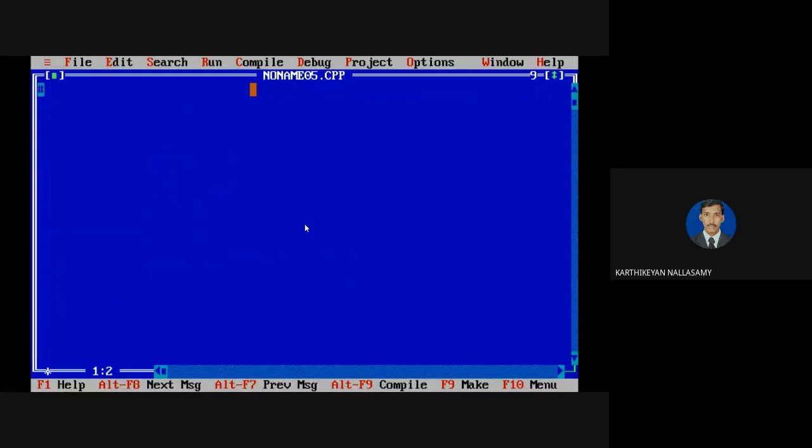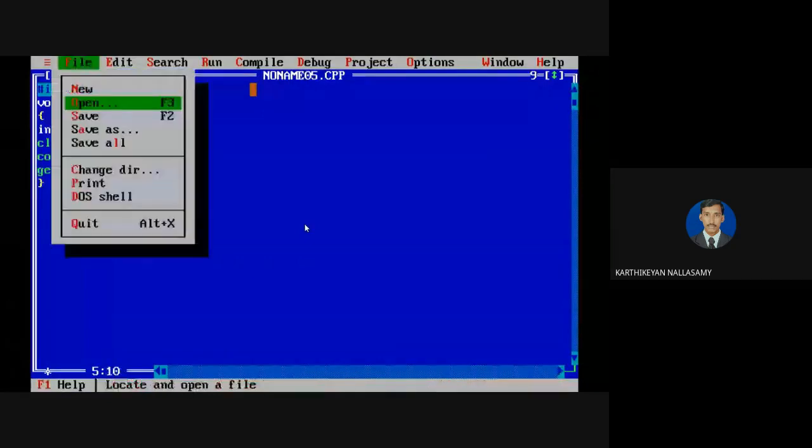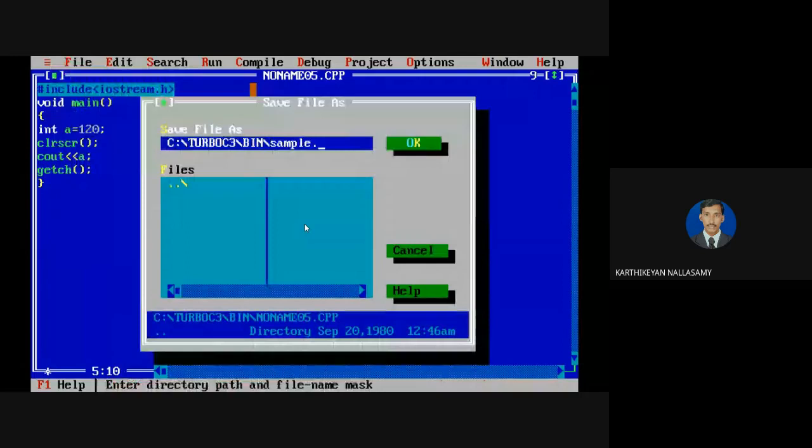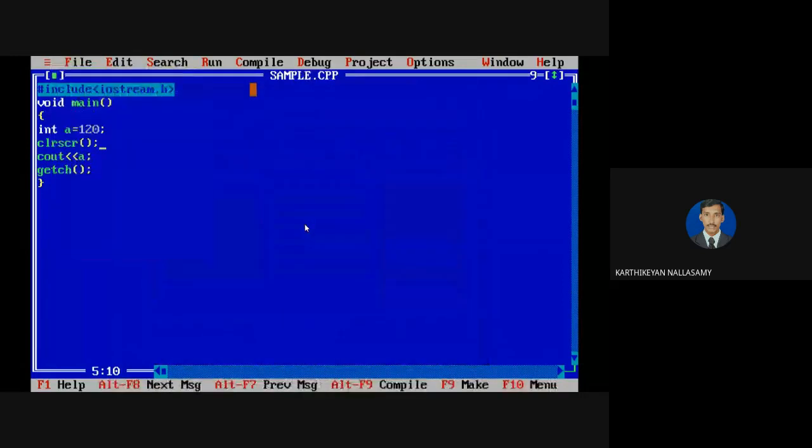You know that the first one is a header file, so iostream.h is a header file. I'm going to define one integer variable here, and I'm going to display the value of a. Always store the file with the extension .cpp. For C we have to use .c, but for C++ the default extension in the Turbo compiler is .cpp.